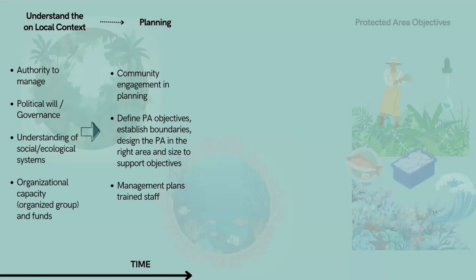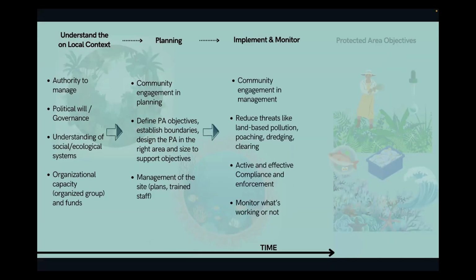That includes having staff that are trained to implement those activities. And this step provides us with a clear direction of what to do. We can then move into the implementation and monitoring step of adaptive management.